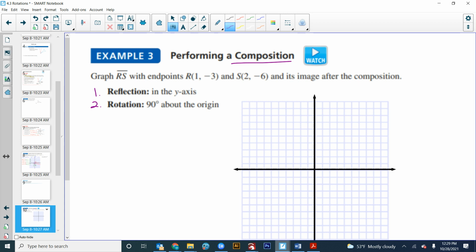We're going to reflect first, then rotate. So after the reflection, I'm going to call the new points R prime and S prime. Then after the rotation, we'll have R double prime and S double prime. So we're going to have 2 transformations. But first, let's graph the original. 1, -1, 2, 3. And 2, -1, 2, 3, 4, 5, 6.